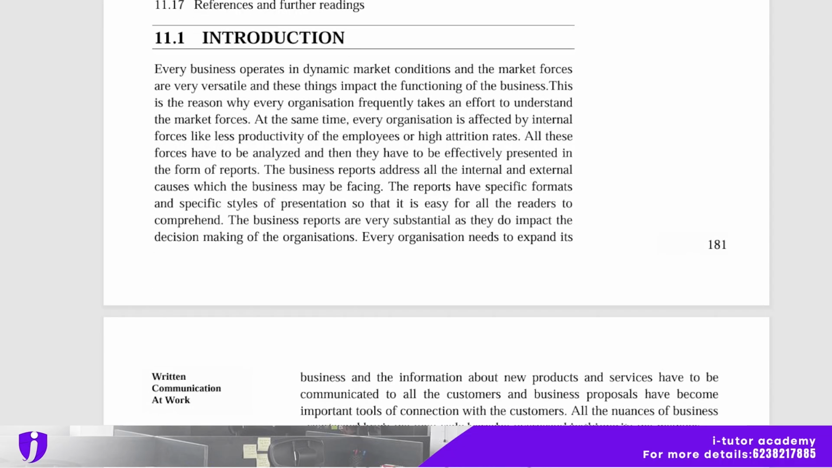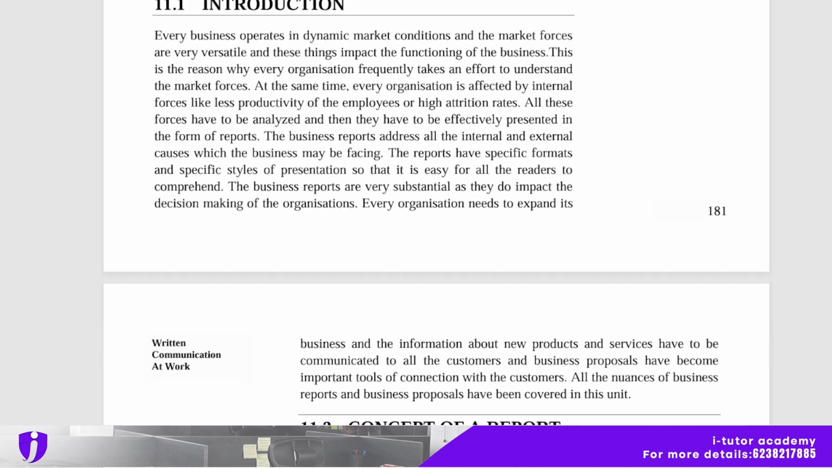And introduction. So let's begin with the introduction part. Every business operates in dynamic market conditions, and the market forces are very versatile, and these things impact the functioning of the business. This is the reason why every organization frequently makes an effort to understand the market forces. At the same time, every organization is affected by internal forces like less productivity of the employees or high attrition, right? All these forces have to be analyzed, and then they have to be effectively presented in the form of reports, and the business reports address all the internal and external causes which the business may be facing.